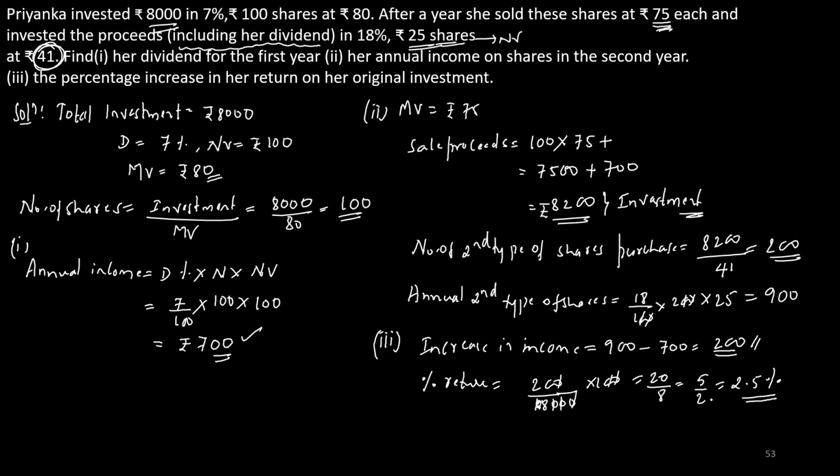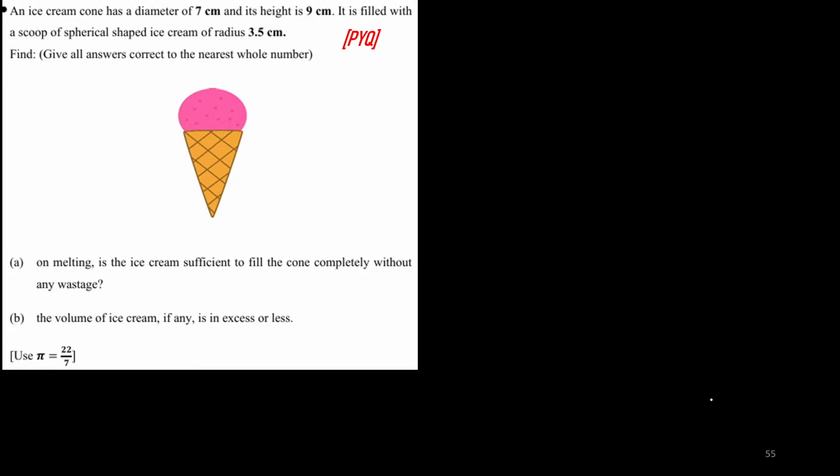Be quick. So now let us go to the next question. An ice cream cone has a diameter of 7 centimeter and its height is 9 centimeter. So the diameter is given to you as 7 centimeter, and its height is equal to 9 centimeter. This is for the cone.